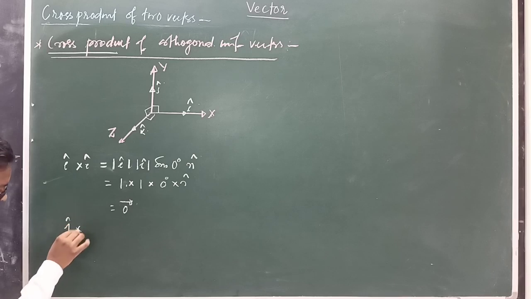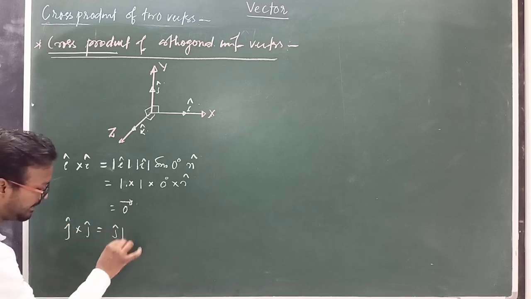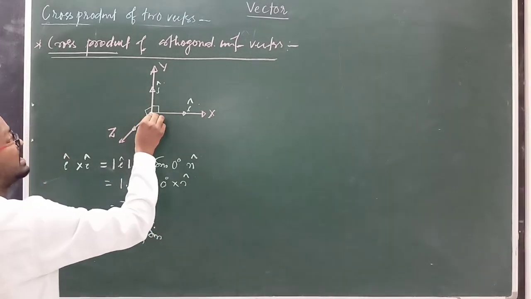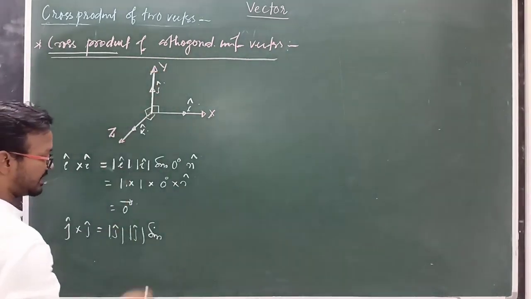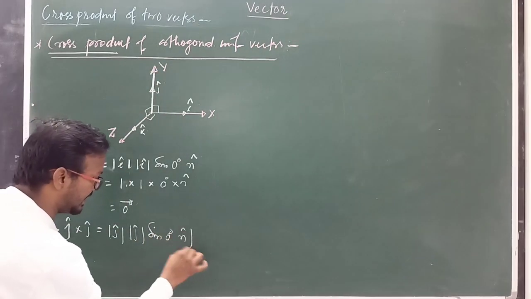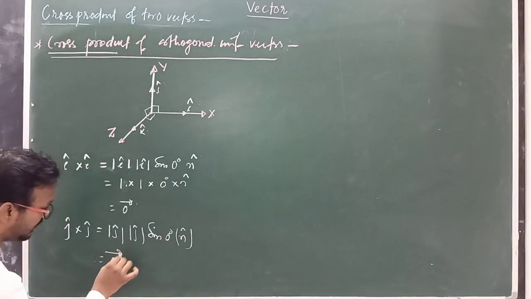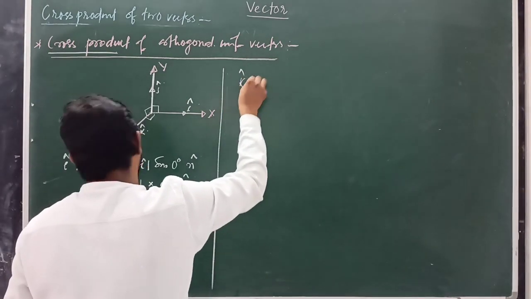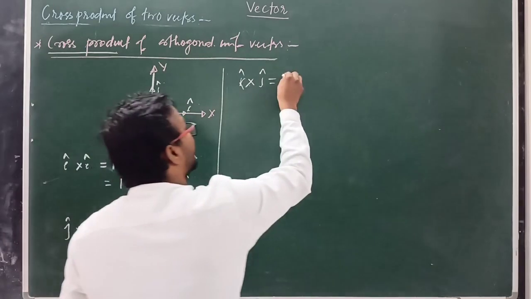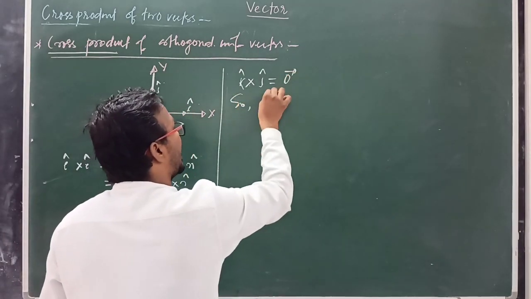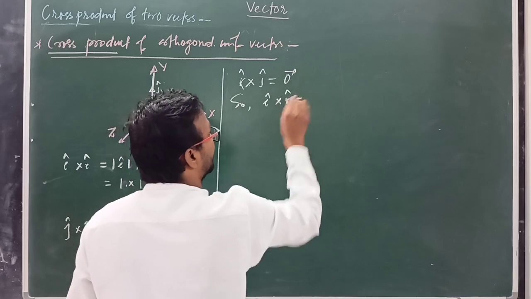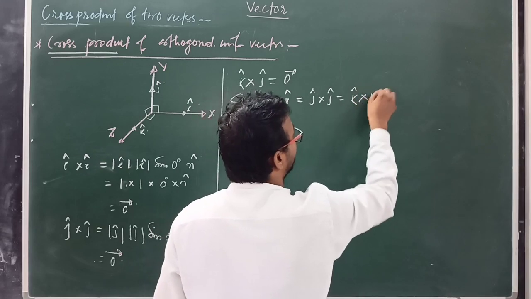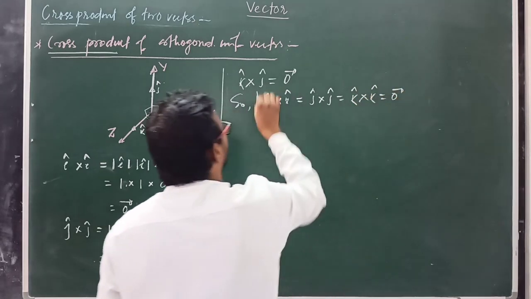Similarly, you can find j cap cross j cap, which equals the magnitude of j into the magnitude of j into sine theta. Why is theta 0 degrees here? j cap and j cap are along the same line, so theta equals 0 degrees into n cap. Again we find that is 0 vector or null vector. Similarly, you can find k cap cross k cap equals 0 vector. So i cap cross i cap equals j cap cross j cap equals k cap cross k cap, which equals 0 vector.